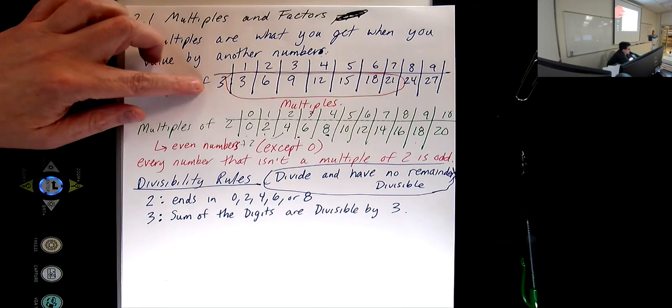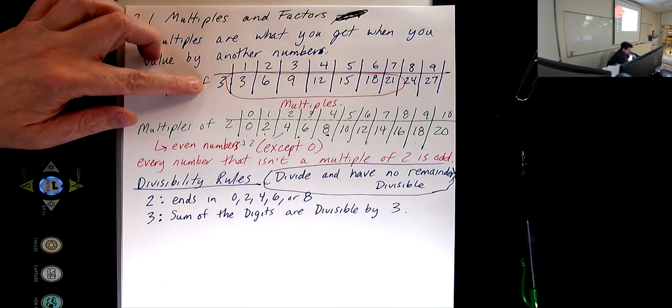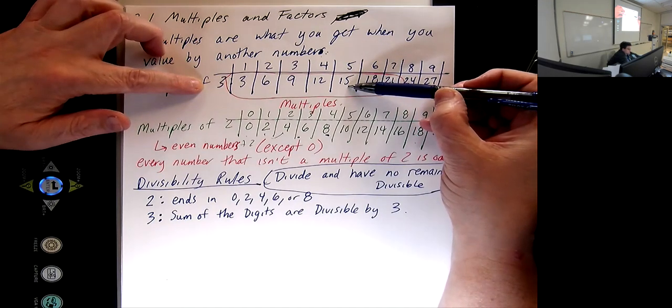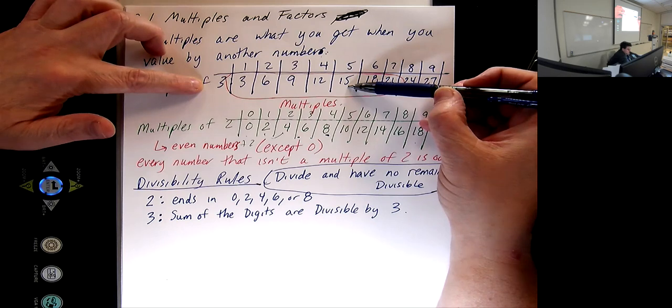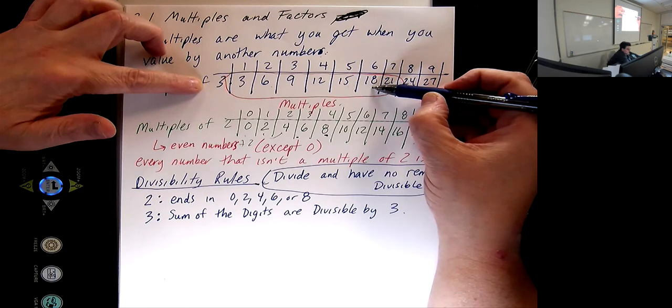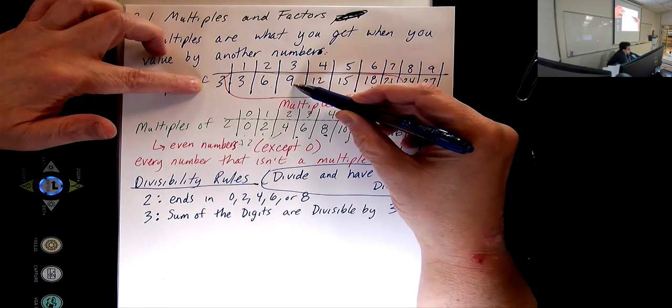I know these are the multiples of 3, so I'm just going to use these as a reference. What happens if I add 1 plus 5 together? What do I get? Six. Is 6 divisible by 3? Yes, it's on the list. If I add 1 plus 8 together, what do I get? 9. 9 is divisible by 3, it's a multiple.